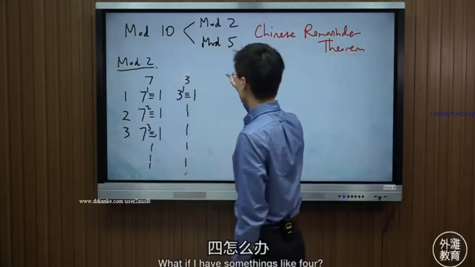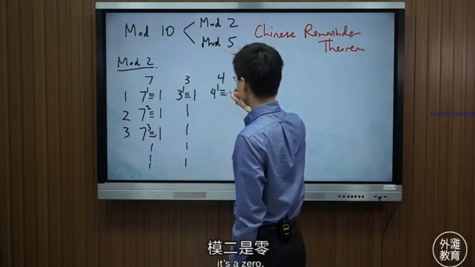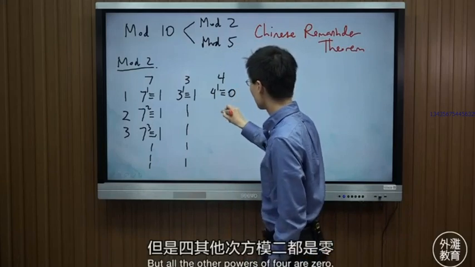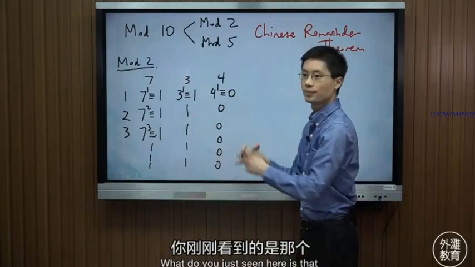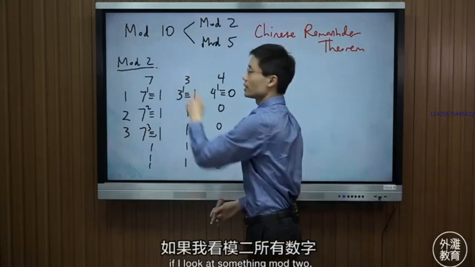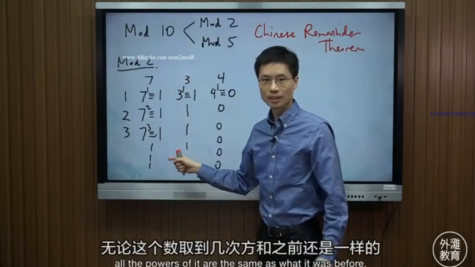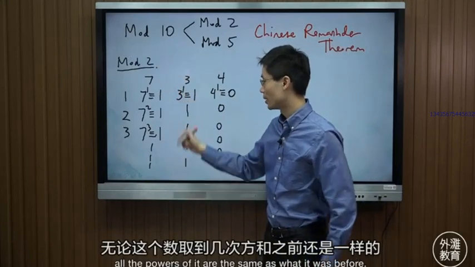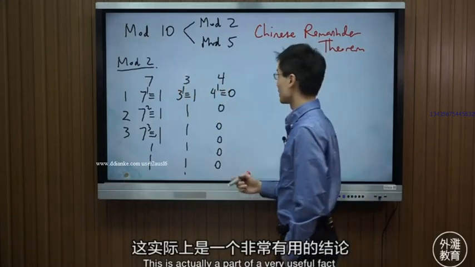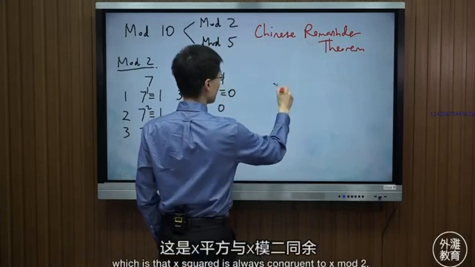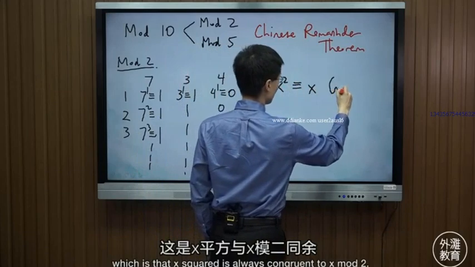Even ones? What if I have something like 4? Well, 4 to the 1, that's even. It's 0. But all the other powers of 4 are 0. What you've just seen here is that if I look at what something is mod 2, all the powers of it are the same as what it was before. This is actually part of a very useful fact, which is that x squared is always congruent to x mod 2.